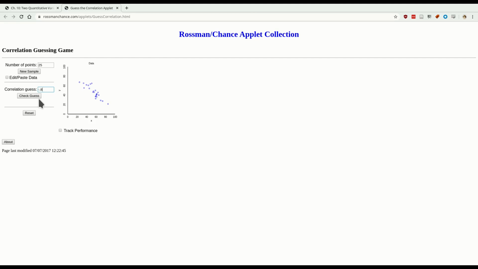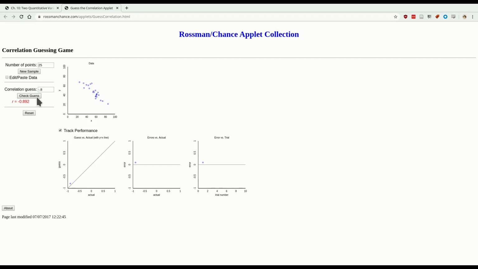I'm going to go with -0.8, and I was not that far off. You can even track your performance over time, which is kind of fun. So I recommend taking a few minutes and trying to get a sense for what different correlation values mean, and see if you can manage to get the errors to improve over time. Alright, so go ahead and pause the video for a bit.